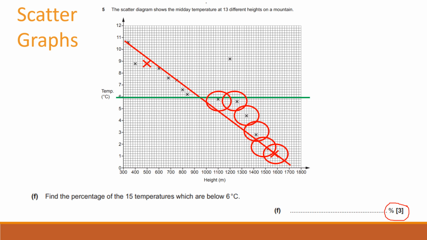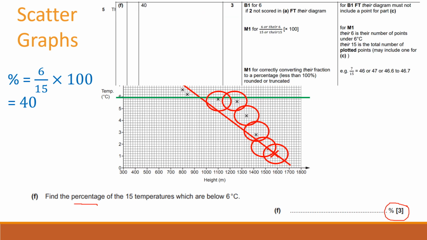Now to work a percentage out, I've got to find my fraction and then times that fraction by 100 to make a percentage. Now I've got 6 that are below out of my total of 15, then I'm just going to times it by 100 to make it a percentage, which will give me 40%. So 40% of them are below.